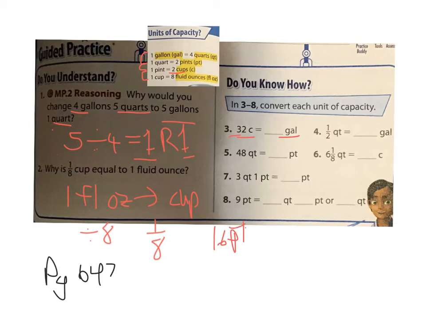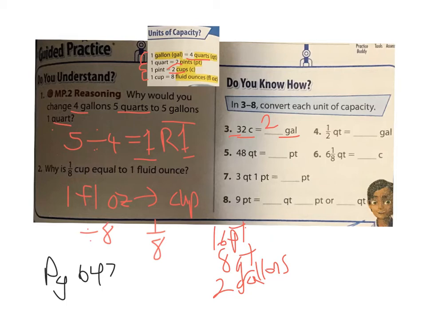But I'm not looking for pints. I'm looking for gallons. So I need to change it now to quarts. So I'm going to divide by 2. So that's going to be 8 quarts. And finally, I'm going to divide that by 4 to get from quarts to gallons. So it's going to be 2 gallons. So the answer to this is going to be 2.